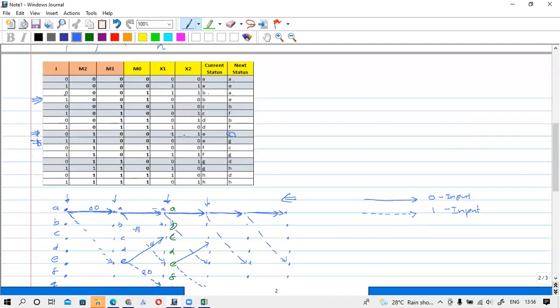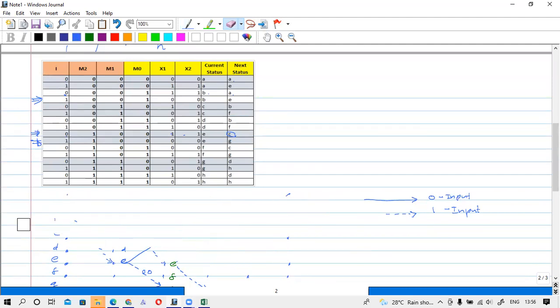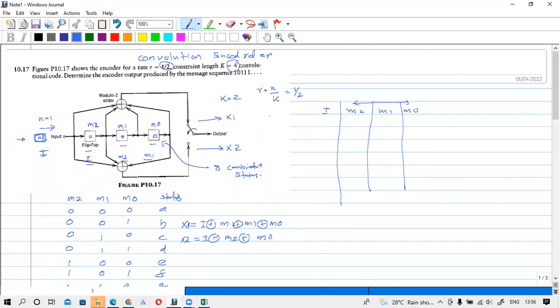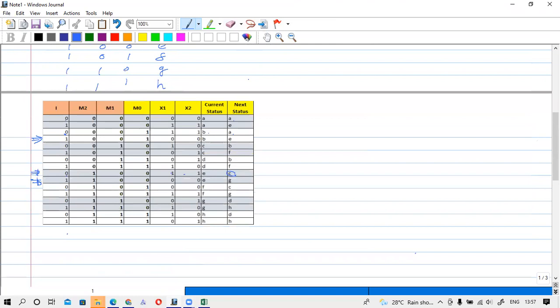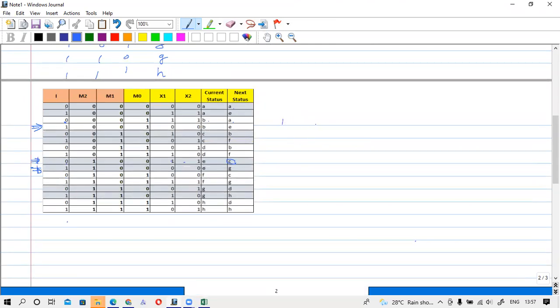So let's try to draw this trellis diagram at least for our given sequence. I think we can draw it quickly. The given sequence is 1, 0, 1, 1, 1. You can see that here we have some dots. The input will be given from this end. So our first bit will be 1, the second bit will be 0, and the other bits will be 1, 1, 1.